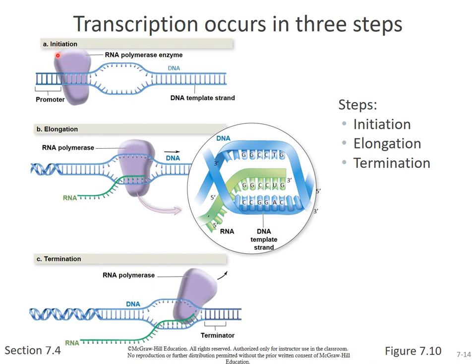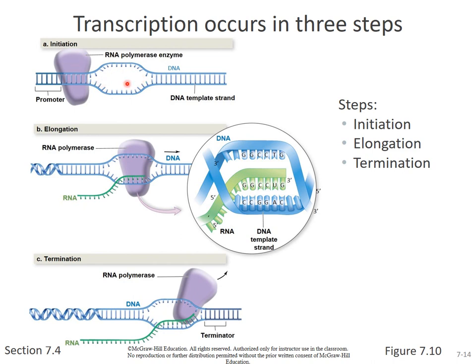In initiation, the RNA polymerase will attach to the DNA molecule, and it will attach at the promoter. The promoter is that sequence found on the DNA molecule. So this RNA polymerase will attach to that, and then it will start unzipping the DNA and working its way down.